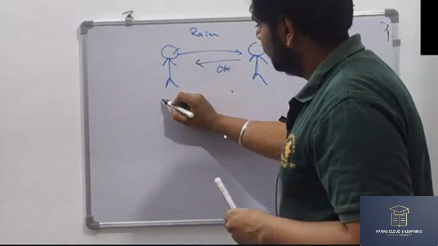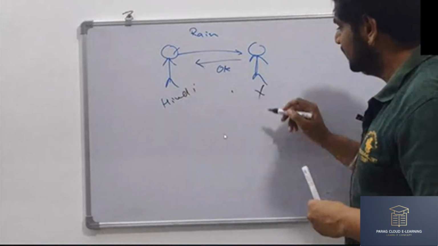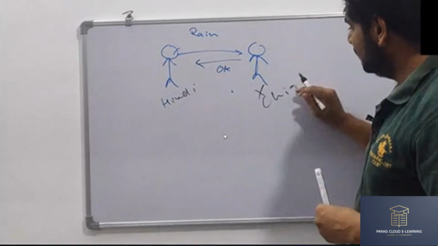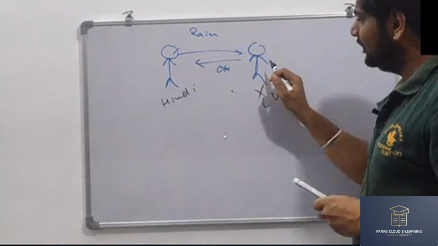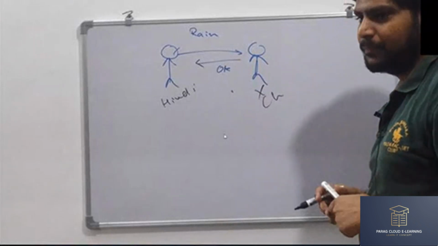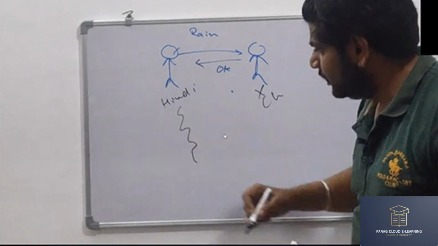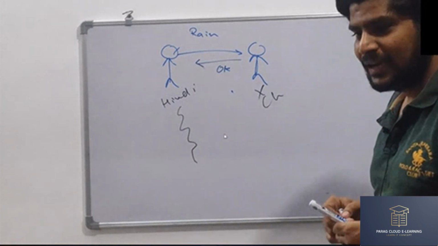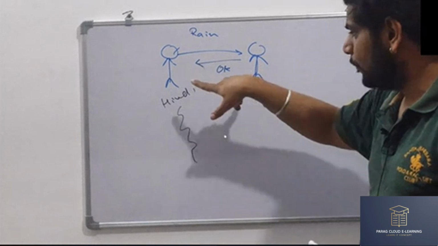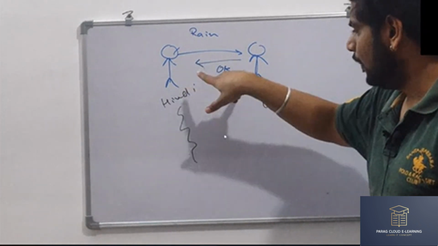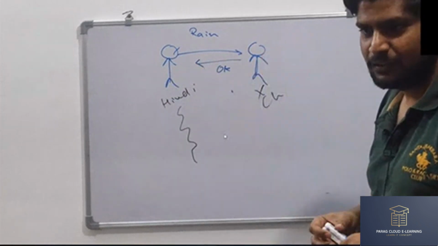Let's say this person is talking in Hindi and this person doesn't understand Hindi. This one is Chinese. So if I speak to this person in Hindi, will they be able to understand what I'm trying to say? There are so many languages in the world, right? So if you want to communicate between two people, we have to have the same language. If they want to talk to each other, they have to speak the same language, otherwise they cannot.